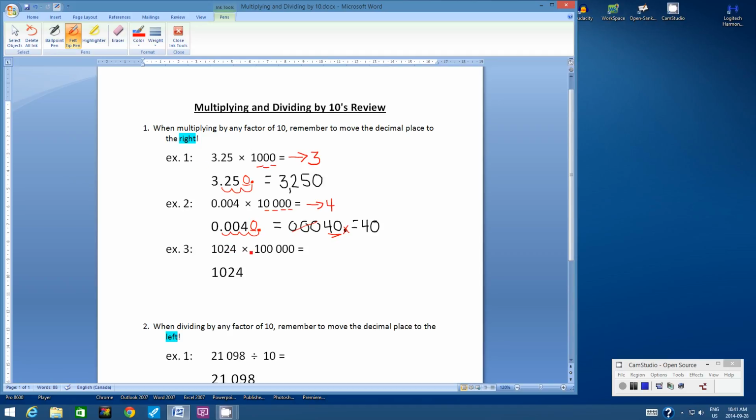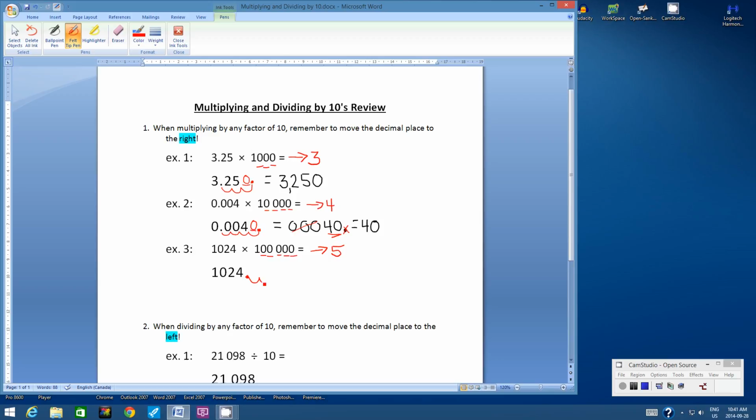Okay? All right, let's have a look at example 3. 1,024 times 100,000. Let's have a look at the factor of 10 we're multiplying by. 100,000 is 10 times 10 times 10 times 10 times 10. There are five zeros, so we know we're going to move the decimal place five places to the right. So, because 1,024 is a whole number, we know that the decimal place is hidden behind the last number. So let's move this decimal place five places to the right.